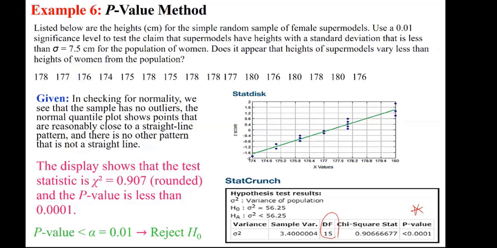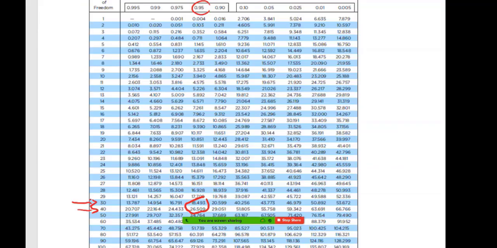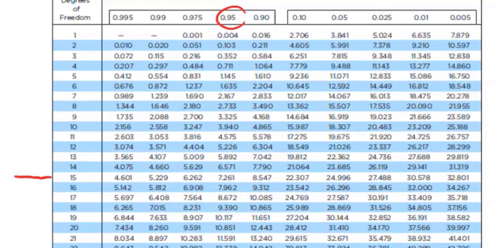Let me see if I can show you the table again. So degrees of freedom is 15. This is what you're looking for. N minus 1. Area to the right. Remember, alpha is 0.01. So if you look at the area of 0.99 and 0.995 at top, it gives you the area in between, and the p-value is less than 0.01. Okay, look at all these numbers. Okay, it doesn't have the number we want.